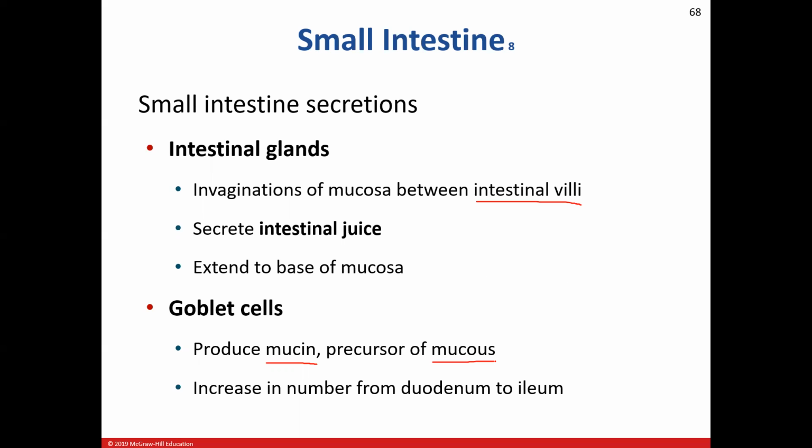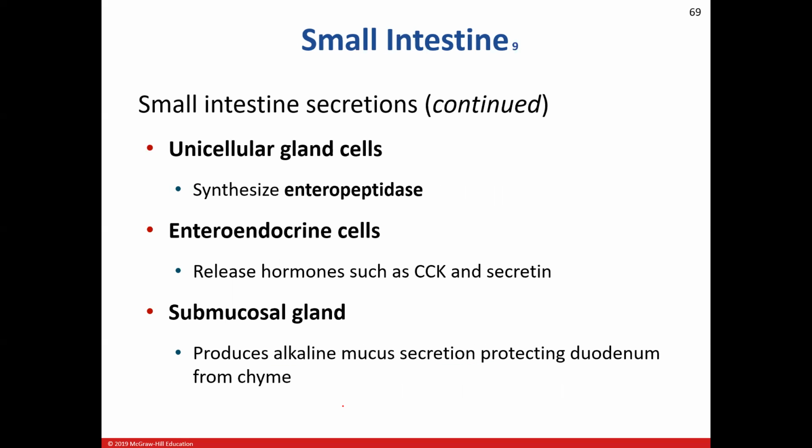And as we move from the duodenum, the proximal portion of the small intestine, to the distal portion of the small intestine, we'll actually see an increase in the number of goblet cells. And they'll constantly keep producing that mucin. Its job is to add to the lubrication of the digestive tract, so we're not damaging those tissues there.